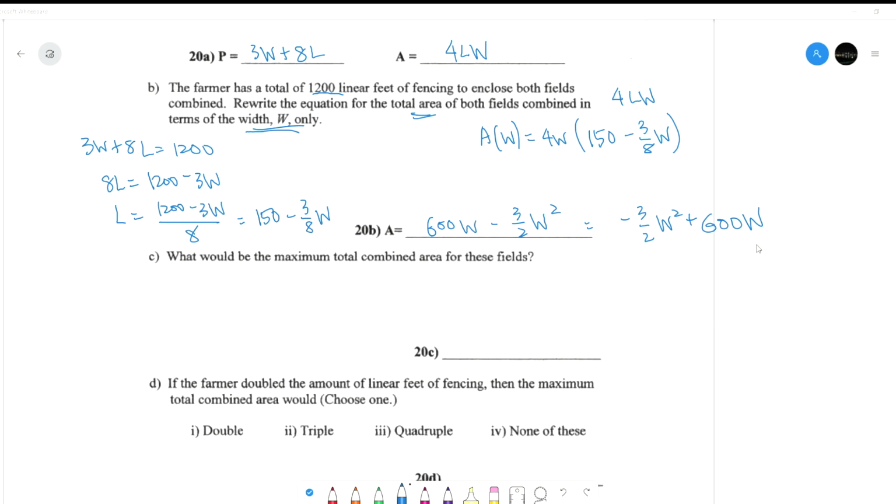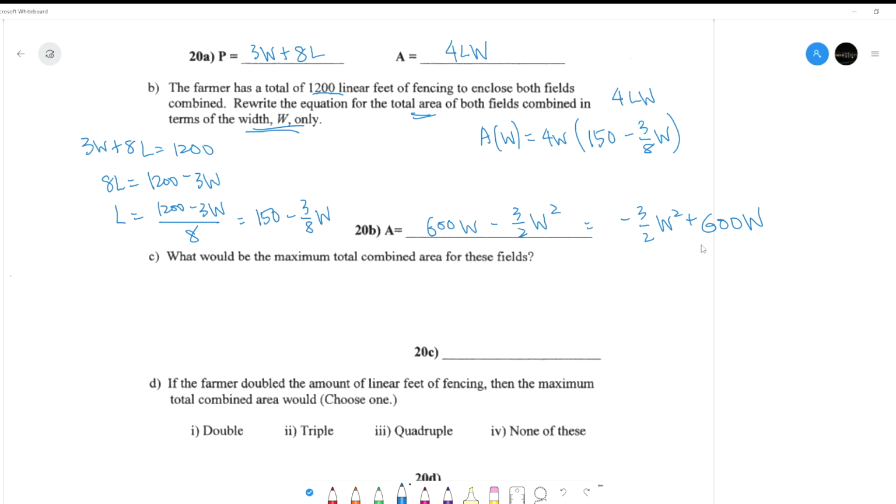Okay, what's the max area? So what kind of equation is this? This is our most common quadratic equation. And to find the max, that's basically just finding the vertex, right? Once we figure out what the x is of the vertex, you substitute it back in to the equation, and we solve for the max area. So let's go ahead and do that.